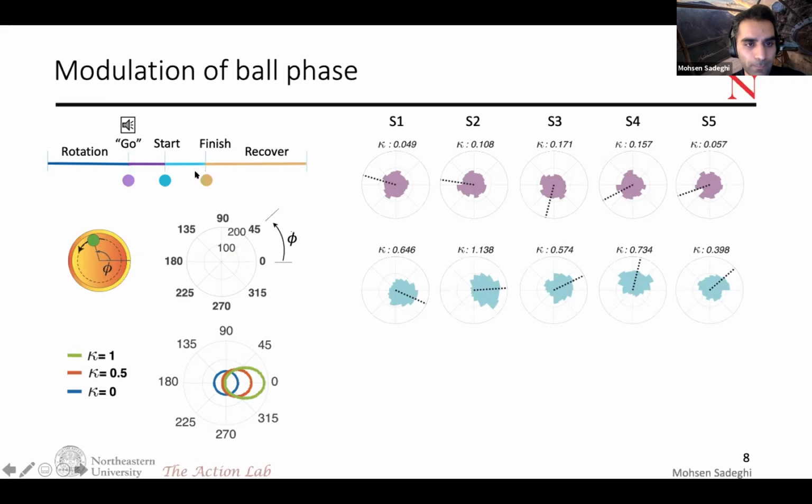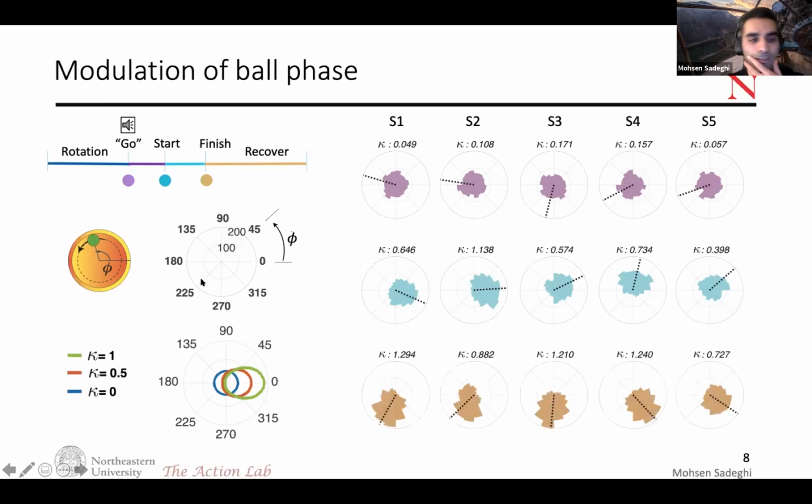So how about when they end and arrive at the target? We can look at the distribution of the ball phase at the target, and we can also see a very concentrated distribution around a certain angle. Now, this might be different across subjects, but within subjects they're all very consistent in the angle of arrival. Now, we know that they modulate the ball phase when they transition from rhythmic to discrete movement. But can we look at this plot, which is the target, and say they also actively modulate the ball phase when they arrive at the target?